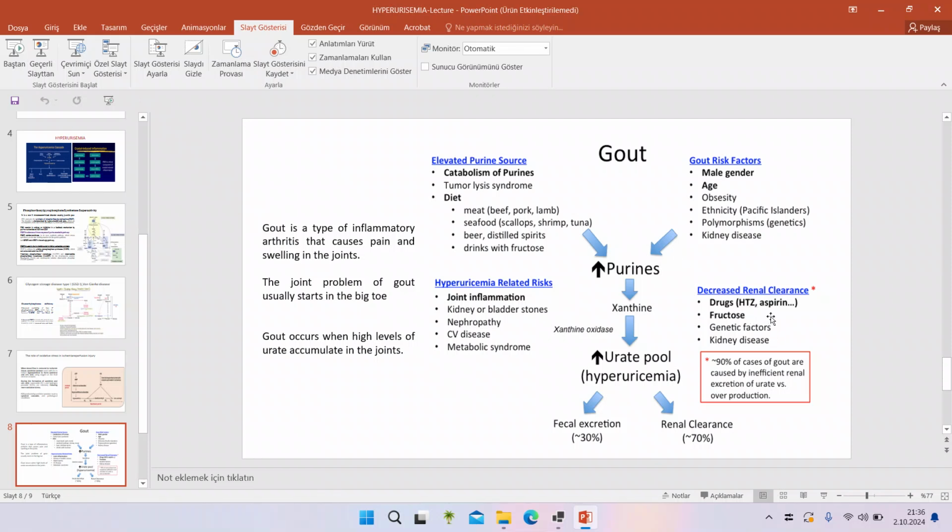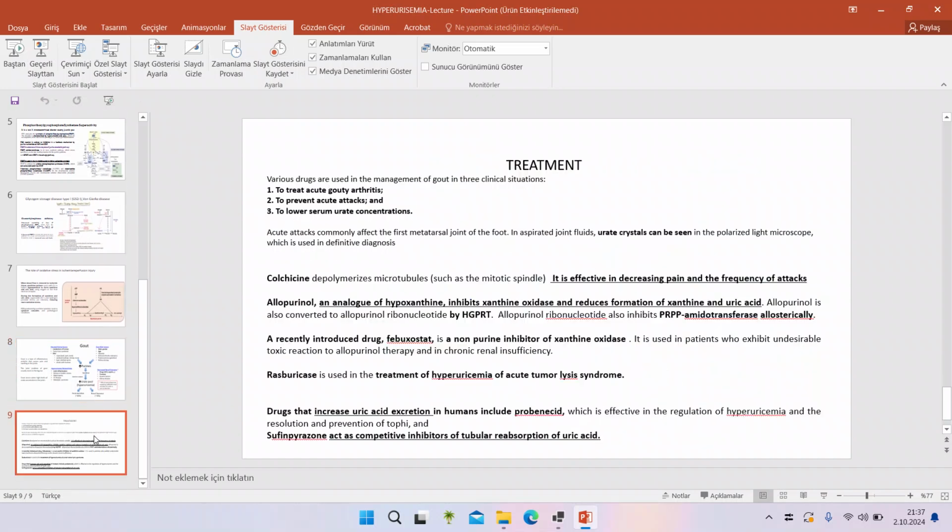Some drugs, for example, aspirin or fructose, genetic factors, as I told you, and kidney disease. In this case, especially, I would like to say kidney function is so important for gout disease. And also, I would like to say some words about the diagnosis and treatment of gout disease.